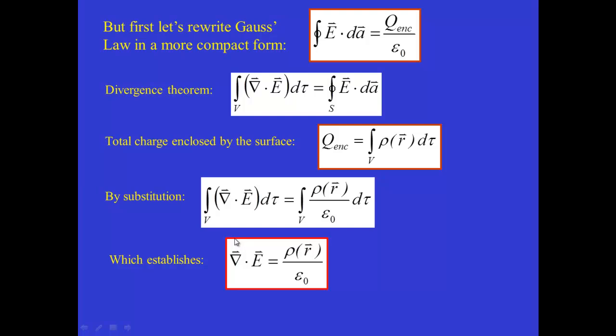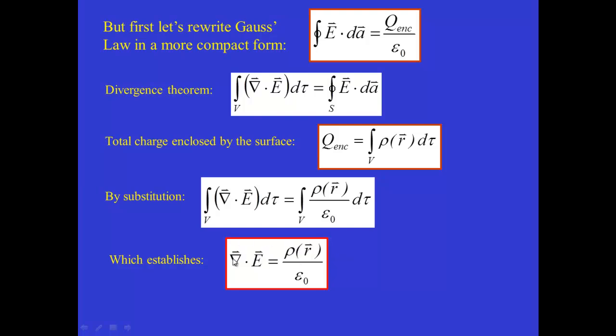And the way I like to think about this is it's a mathematical way of telling us that the electric field corresponds to or is caused by a charge distribution. And the electric field has the property that it has a non-zero divergence because field lines begin on positive charges and end on negative charges.